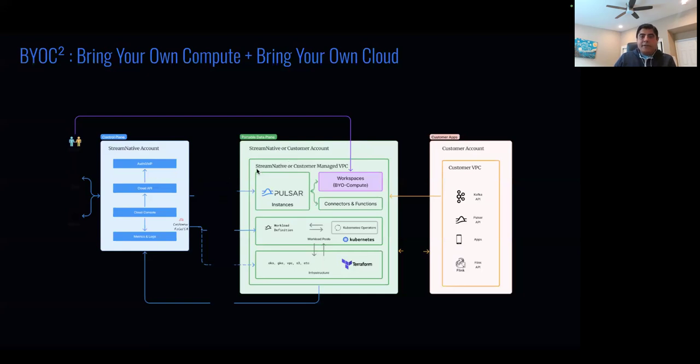So if people want to do any audits about how these interactions are happening, it's much more transparent and easier for customers to do. But we introduced this concept called the portable data plane.